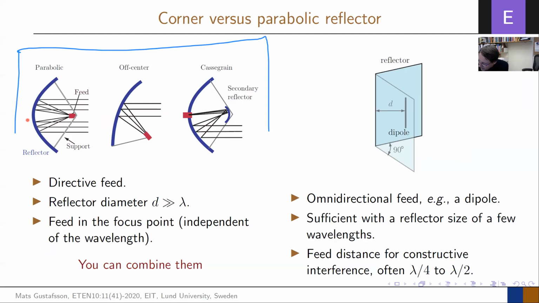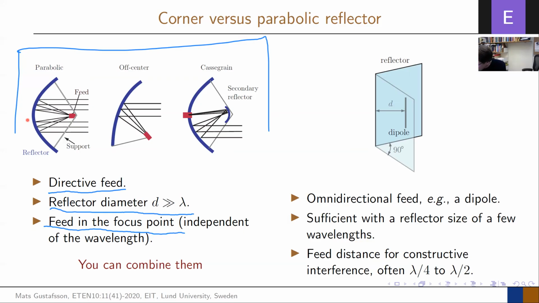about there is that you would like to have a directive feed. You need a distance between, or a size of your reflector, so a diameter of that one, which is many wavelengths. And also you need a distance to the feed that is many wavelengths. And the feed here is in the focal point of your parabolic reflector. So the shape of your parabolic reflector determines the focal point. And that should be many wavelengths. And it's independent of the wavelengths.